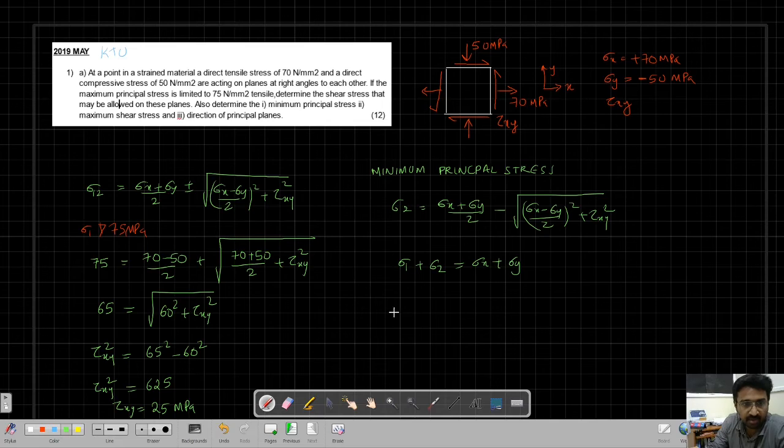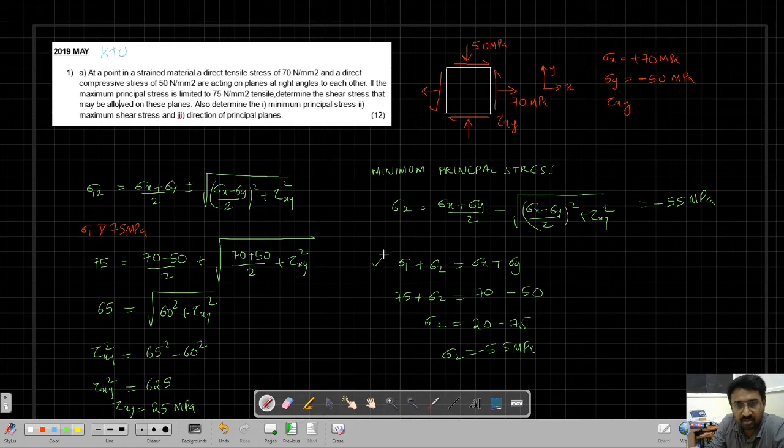So sigma 1 we know is 75, plus sigma 2 equals sigma x plus sigma y. Sigma x is known, 70, sigma y is minus 50, so it is 20. So sigma 2 is 20 minus 75, which comes out to be minus 55 MPa. If you do this also, you will get minus 55 MPa. So this is a smarter and much faster way of doing it. Instead of calculating all this, it is very fast to do a small addition and subtraction problem.